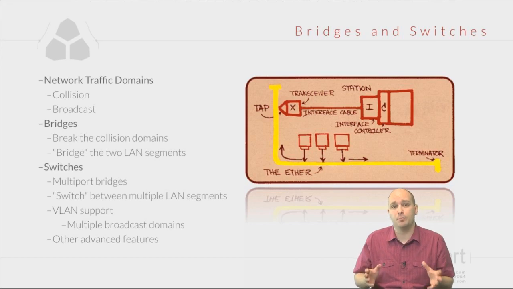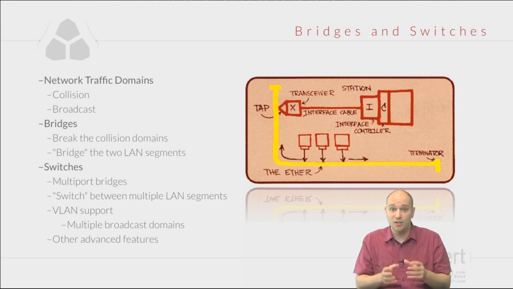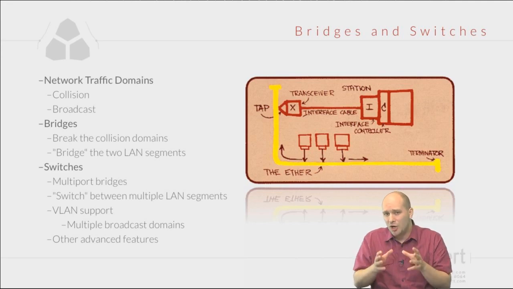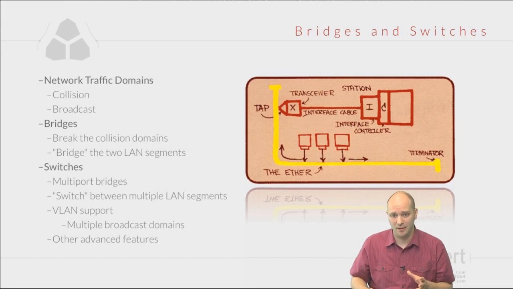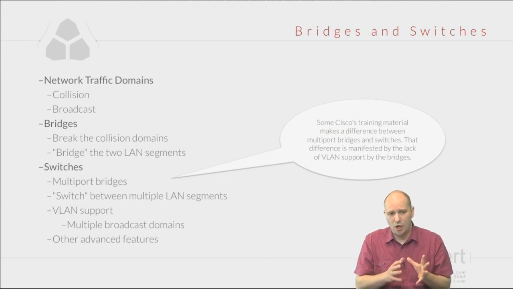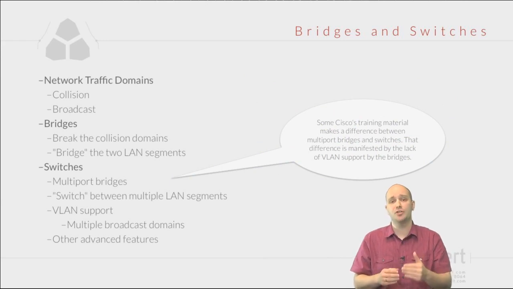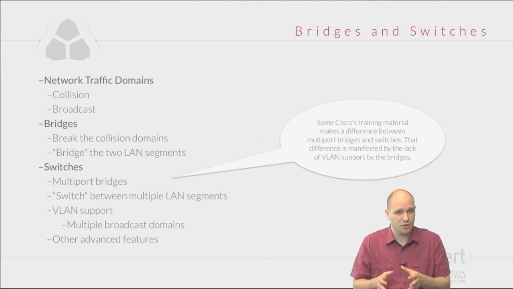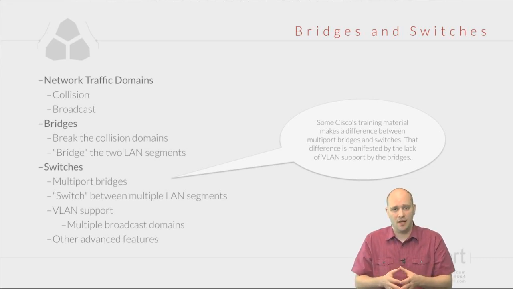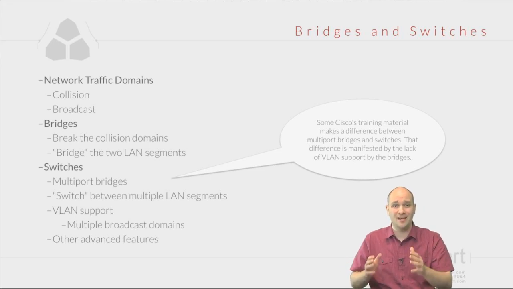Switches are multi-port bridges. They are designed, again, to switch between multiple LAN segments, but there are some significant differences between bridges and switches. According to Cisco documentation, bridges are simple devices that implement their functionality in software. Switches, on the other hand, implement their functionality in hardware using dedicated processing units called ASICs. Really, that may or may not be true, right? The Cisco correct answer is this is the difference.